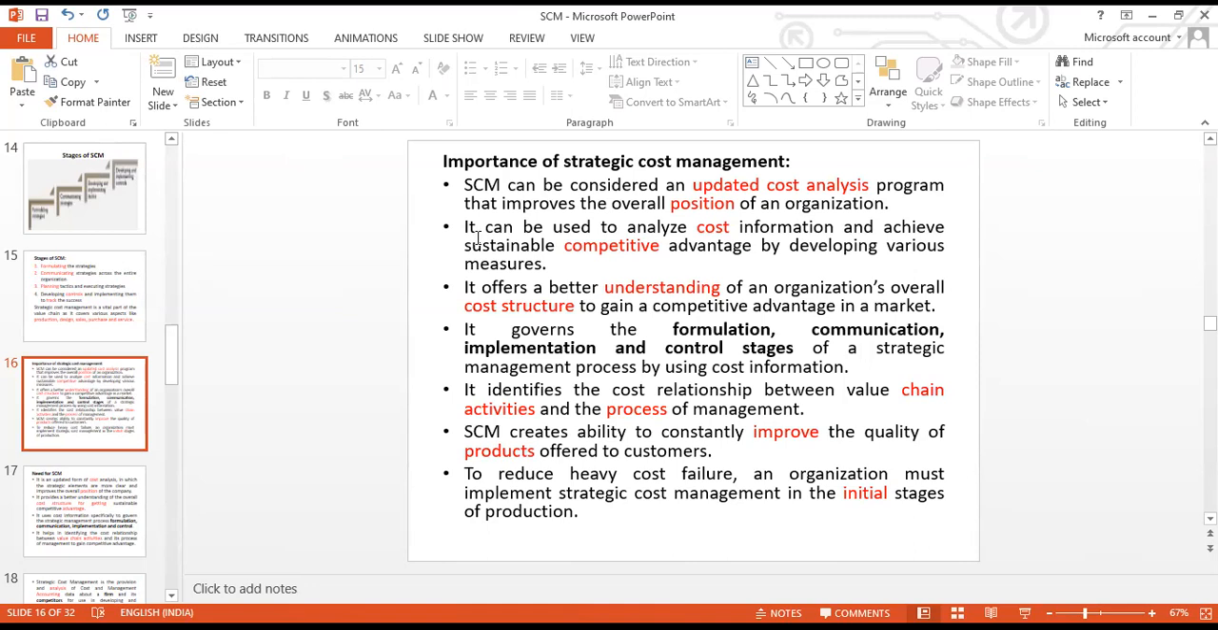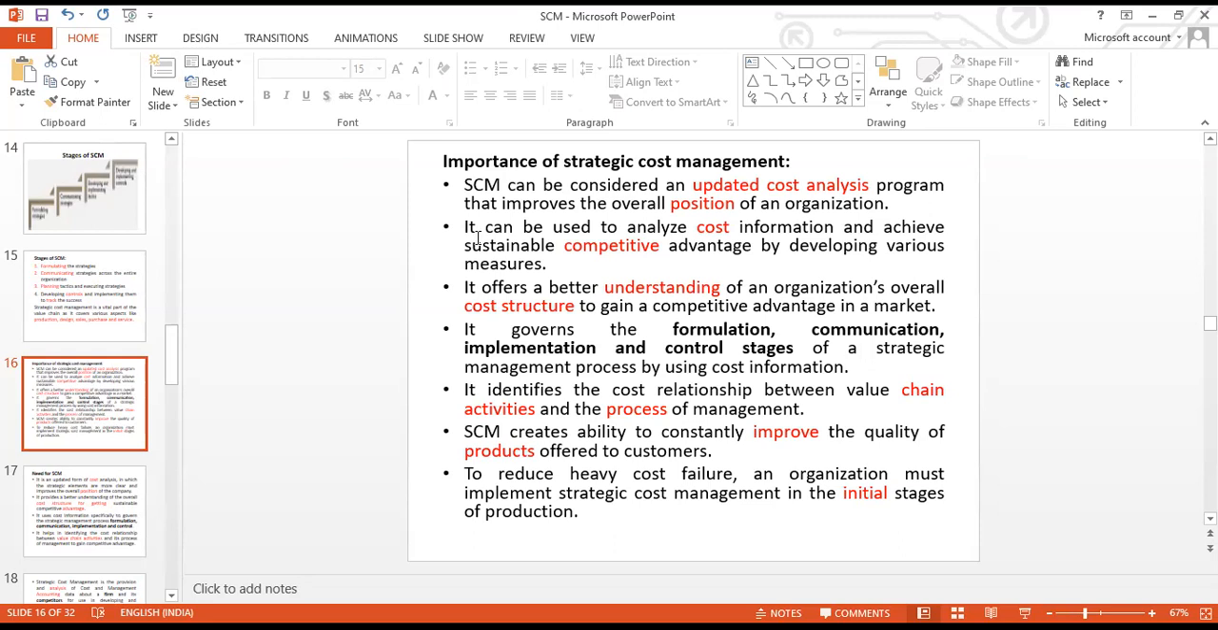This strategic cost management helps us to formulate, to communicate, to implement, and to control the stages of the strategic management process in cost information. So cost cutting ke liye, या कॉस्ट डिसाइड करने के लिए स्ट्रेटेजी फॉर्मुलेशन, कम्युनिकेशन, इम्प्लीमेंटेशन एंड कंट्रोल के जो स्टेजेस होते हैं एससीएम के, वो इम्प्लीमेंट करने में उसकी मदद होगी. It identifies cost relationships between value chain activities and processes of management. Okay, so strategic cost management will identify the cost relationship between these activities and its impact.